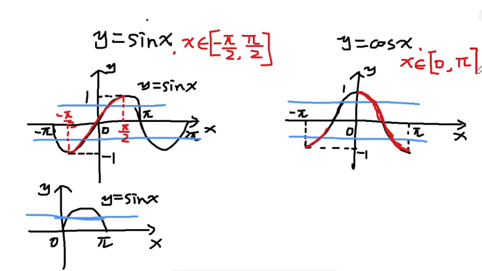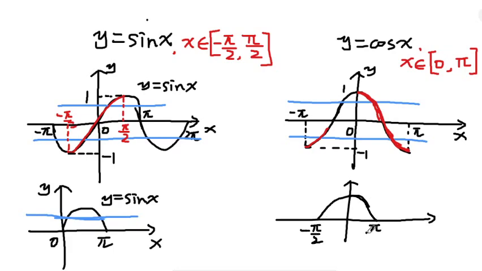Or you can choose minus pi to 0, right? But you cannot choose it, for example, from minus pi half to pi half, okay? Minus pi half to pi half. The length is also pi, but it's not valid, because it's not a one-to-one function, right? It's not a one-to-one function.